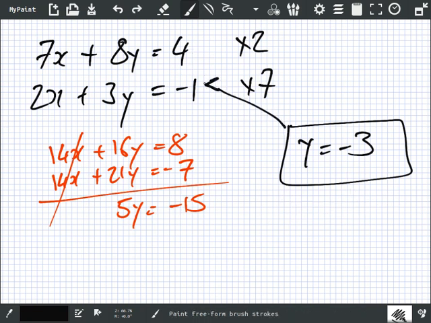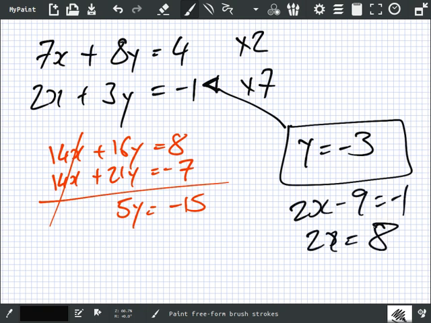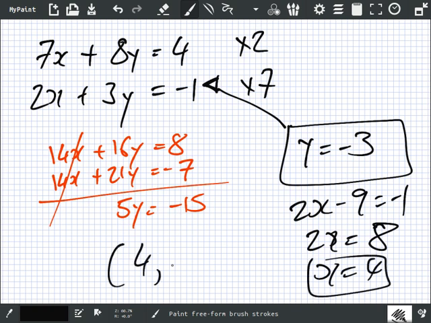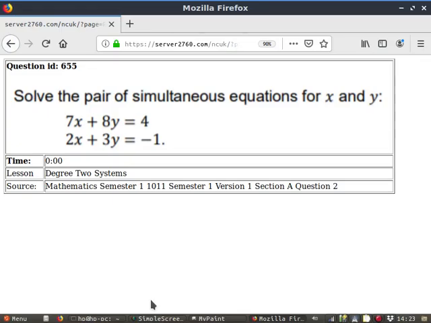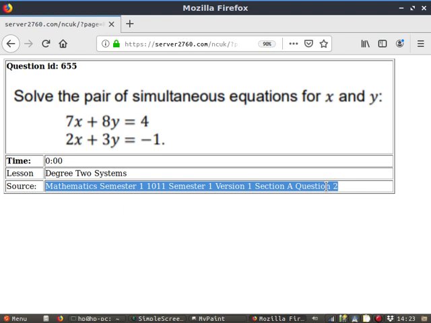Looks a little easier, doesn't it? Smaller numbers. 2x minus 9 equals minus 1. 2x equals 8. So x equals 4. So the answer is 4 comma minus 3. So it's straightforward for 4 marks. And that was question 2 on that particular exam.